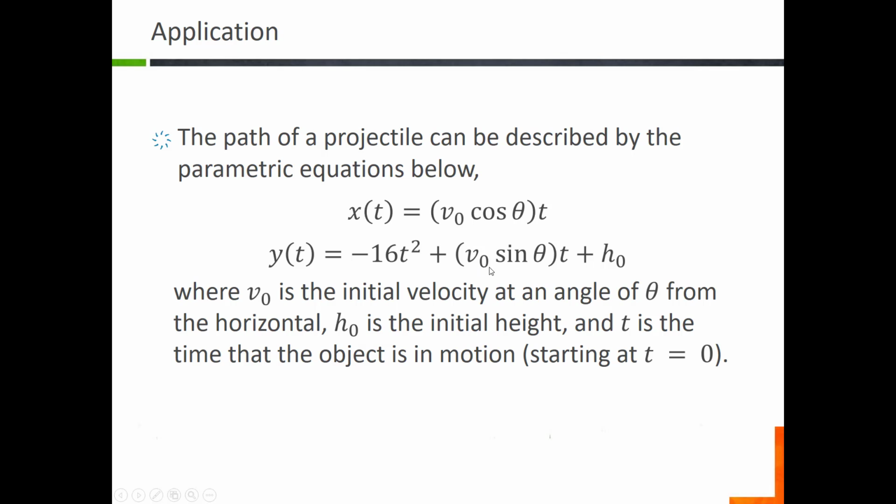And then we have the initial velocity times the sine of our angle. So this will all just be a number here, times t, plus some initial height. So say you throw it and you release the ball 5 feet above the ground.